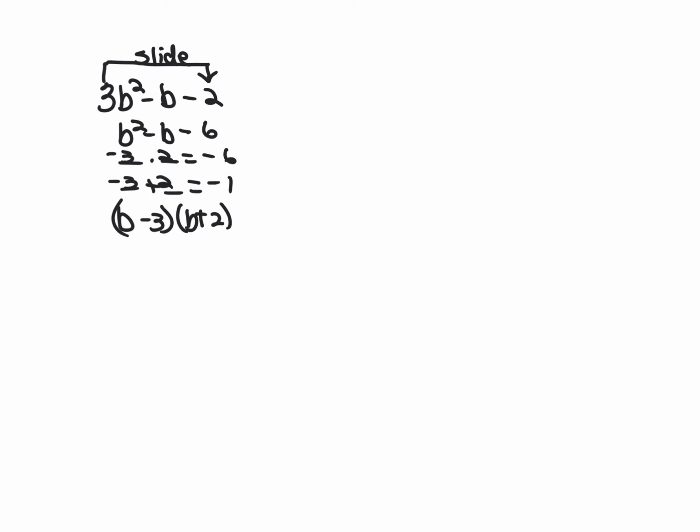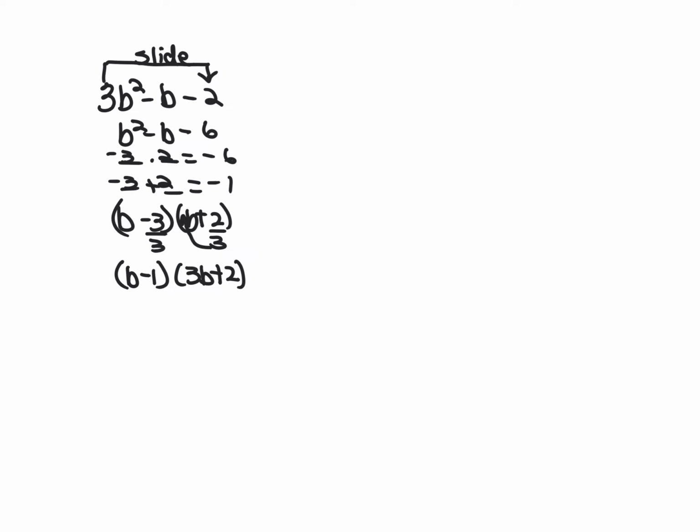If we slide, we must divide. We slid a 3, so we must divide by 3. And we get b minus 1. 2 divided by 3 is a fraction. And the bottom comes up to be 3b plus 2. All right, so the first factoring is b minus 1 times 3b plus 2.